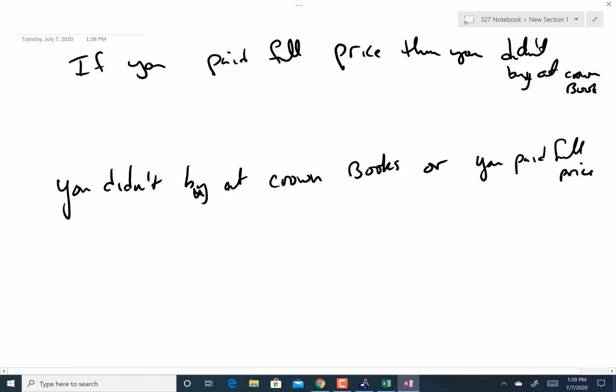Make sense? All right, so we look at these two statements. Are they logically equivalent? Okay. So if you paid full price, then you didn't buy it at Crown Books. All right, cool. So when I say if then, what I'm saying is this implies that that happened. But in this situation here, you didn't buy it at Crown Books or you paid full price. They're not logically equivalent statements. They say some similar things, but they're not.